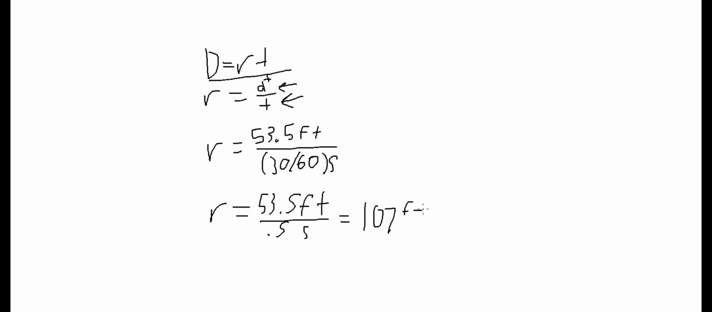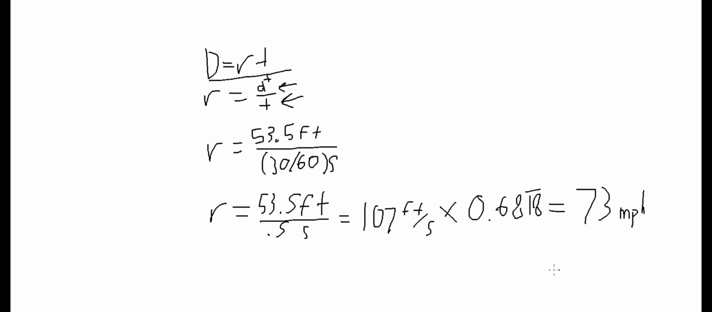So feet per second. Then the way you convert from feet per second to miles per hour is you multiply by 0.6818 repeating. Let me do that really quickly. So that would be 73 miles per hour, mph. Okay, this is very nice.